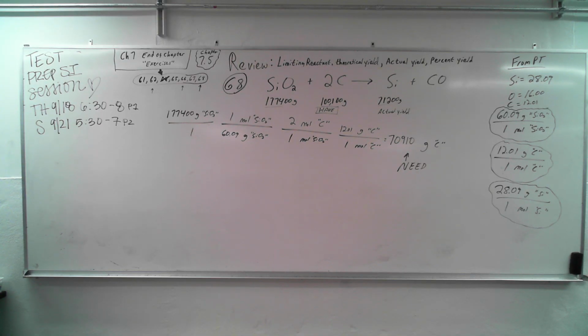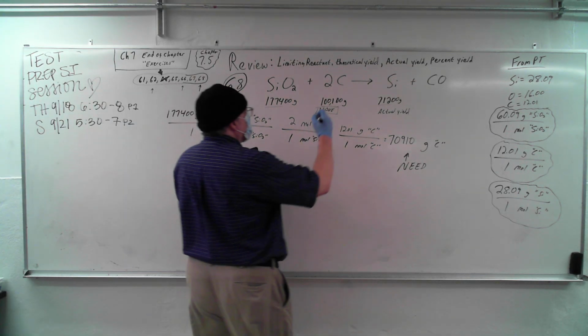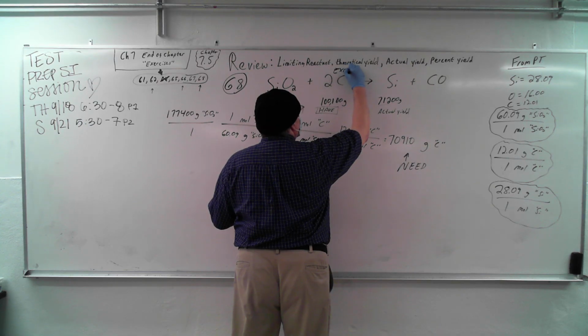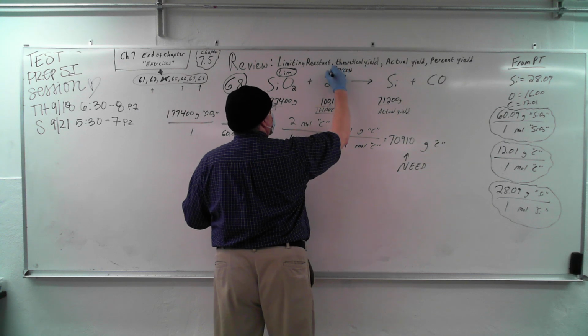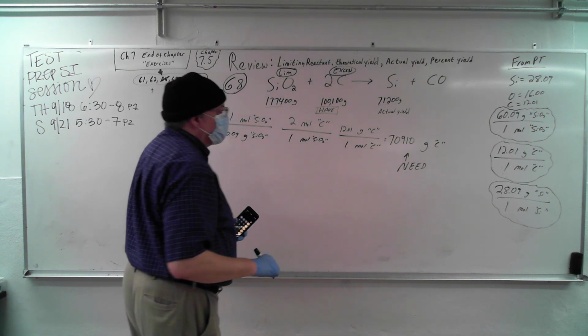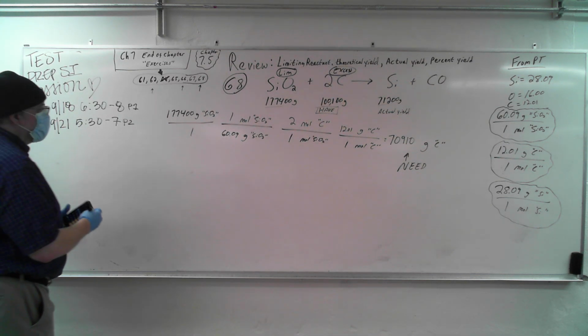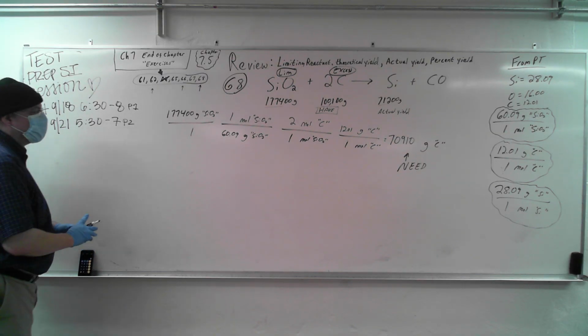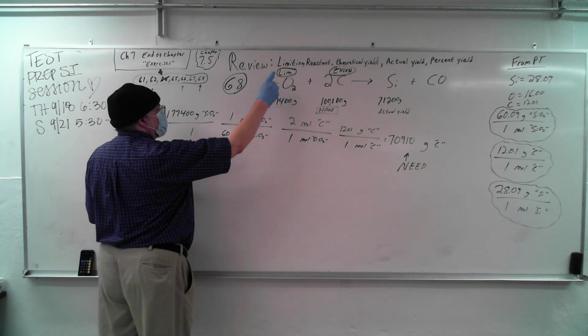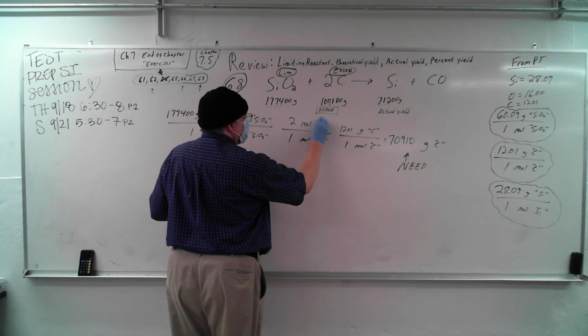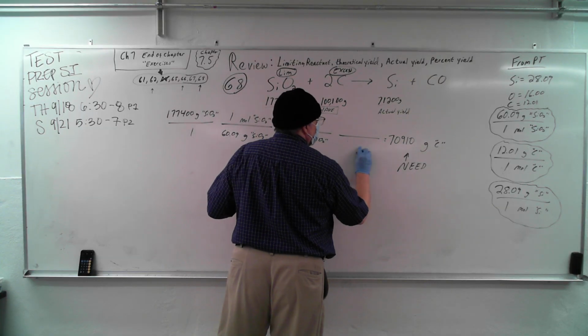Okay, so what's our conclusion? We need 70,000 or so. We have over 100,000. That's the excess. So this one is excess. This one is limiting. So now we found our limiting reactant. The next question is theoretical yield. And again, I can just leave the SiO2. So SiO2 turned out to be the limiting one. I can leave this stuff. I'll finish it out.